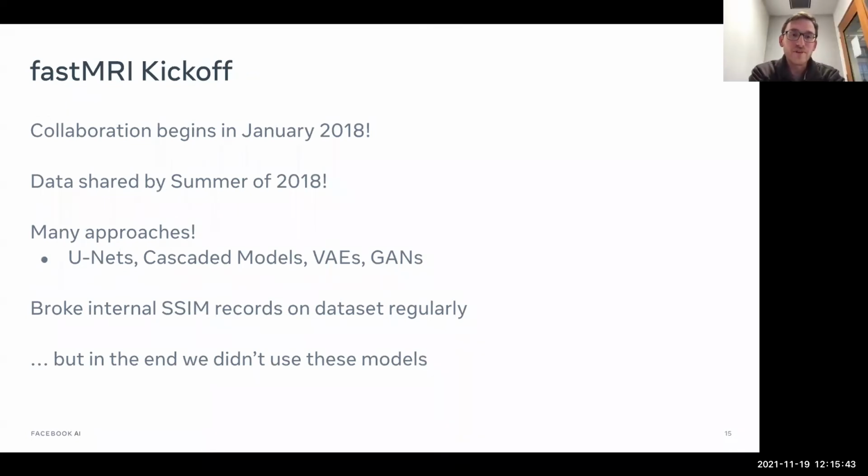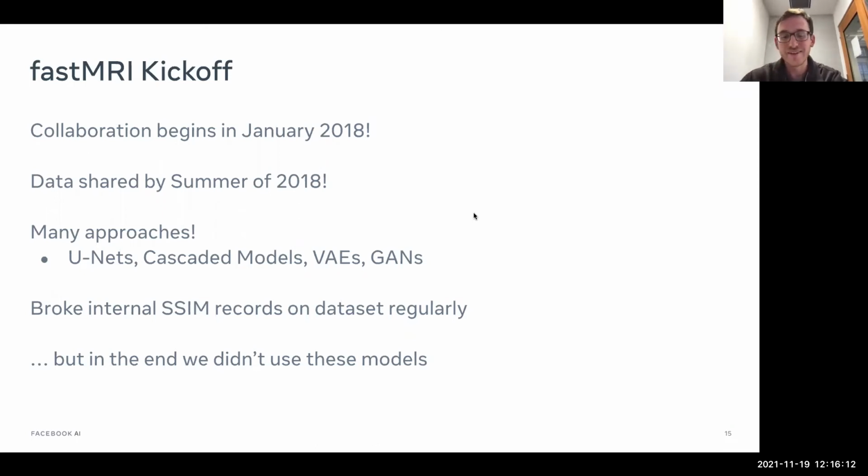So yeah, the collaboration kicked off in January 2018, and everyone was really excited. We shared data by summer 2018, and the early days were pretty fun. So basically we saw all the things you would expect from the computer vision community, like U-Nets, cascaded models, VAEs, GANs. We were the only ones that had the data set at the time, so we broke our own SSIM records on it all the time. But in the end, we didn't actually use any of these models.